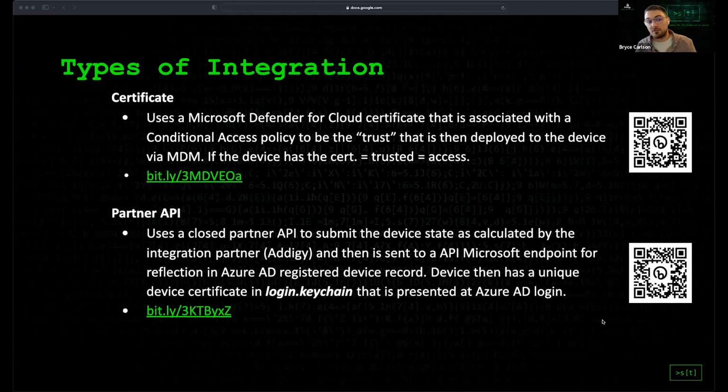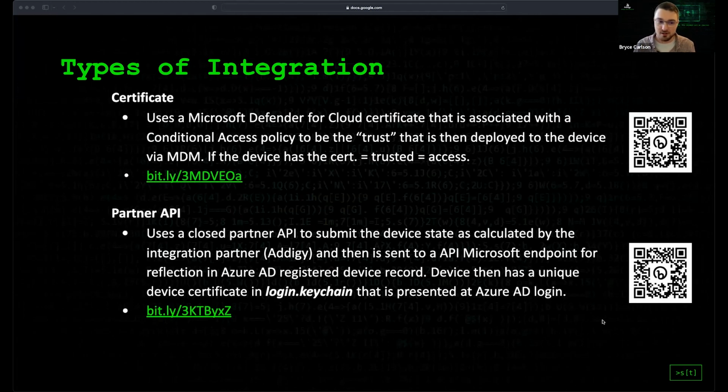The two different types of integration are the certificate, which is kind of just deploying the certificate to the device. If that certificate is on the device, that is the trust, so to say. When that certificate is presented at authentication, that device is trusted. If that certificate's been deployed to the device, we know that it's in a state where X, Y, and Z would have been checked. Therefore, it must be trusted. You get access. For the partner API, it goes a little bit deeper than that.